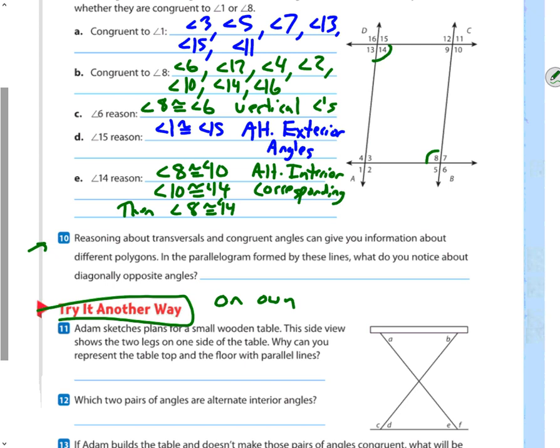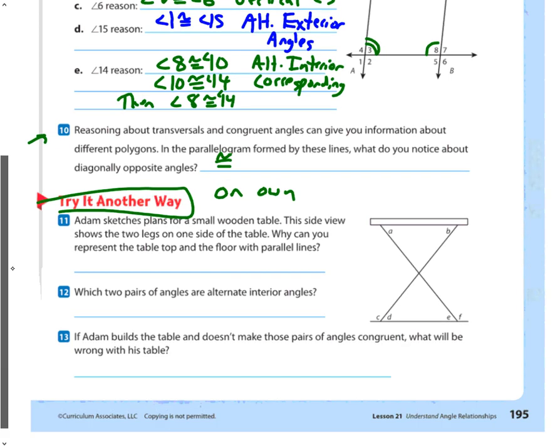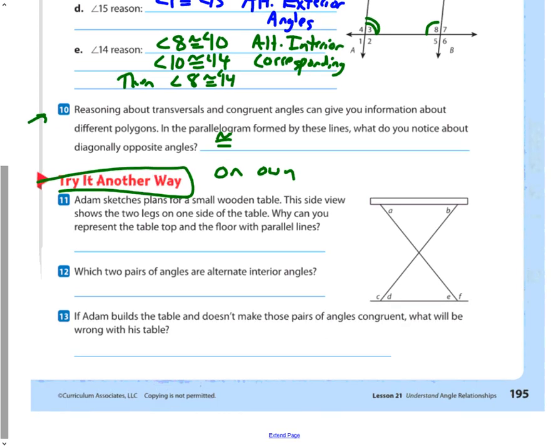We said they're congruent. So let's just see, do we say 3 and 9 are congruent? Would that work as well? Let's say 3 would be congruent to 15, and 15 would be congruent to 9 because they're alternate interior. So those are congruent as well. So opposite angles in the parallelogram would be congruent. And that's true actually about all parallelograms. So I know this is going a little bit long here, so I want you to try numbers 11, 12, and 13 all on your own.